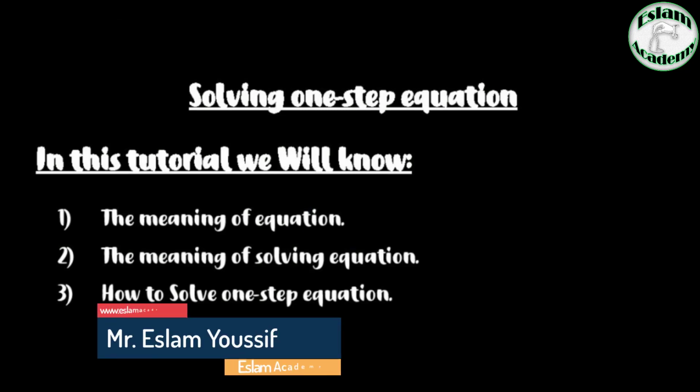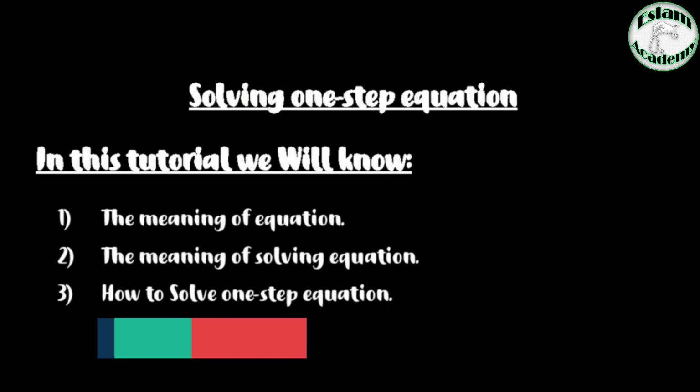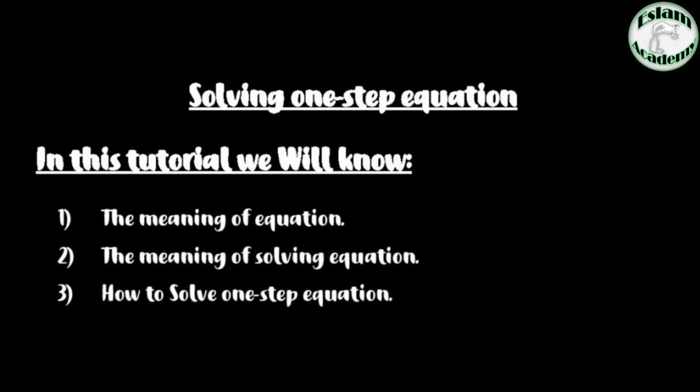An equation is the equality of two terms. The left-hand side is equal to the right-hand side. One of the two sides contains a variable. The meaning of solving an equation: find the value of this variable which makes the left-hand side equal to the right-hand side. And now, how to solve a one-step equation.